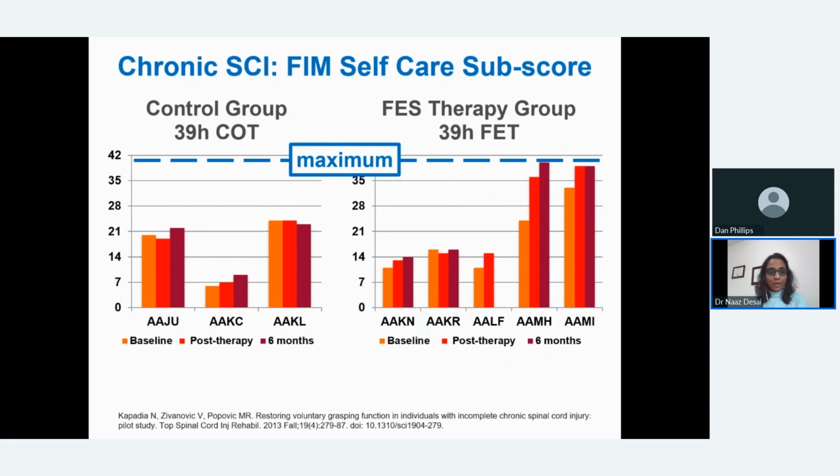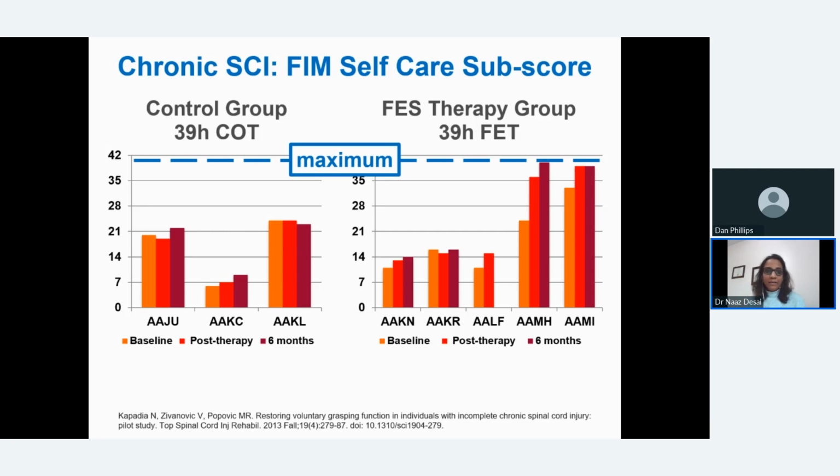The light orange bar indicates their performance at baseline. The middle bar is their performance upon completion of 39 sessions of therapy. And then we typically do a follow-up at 6 months from baseline to see whether or not they have retained or improved further on these measures. So that's what is displayed here.